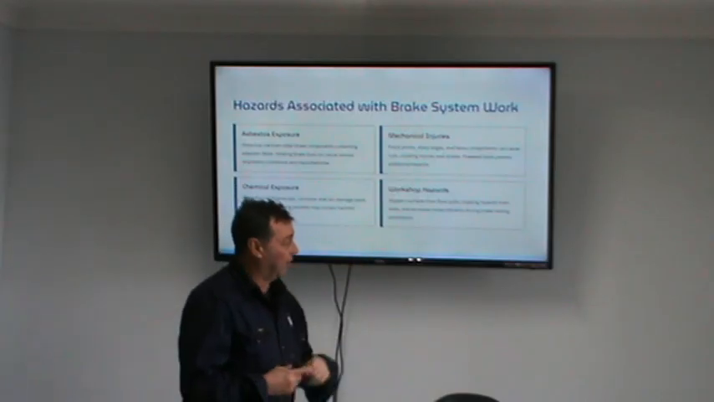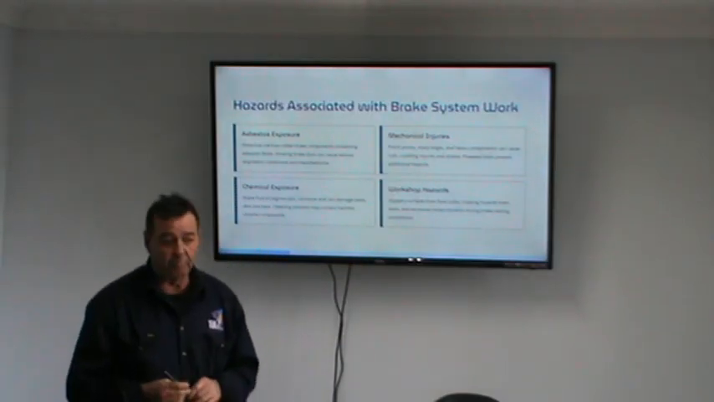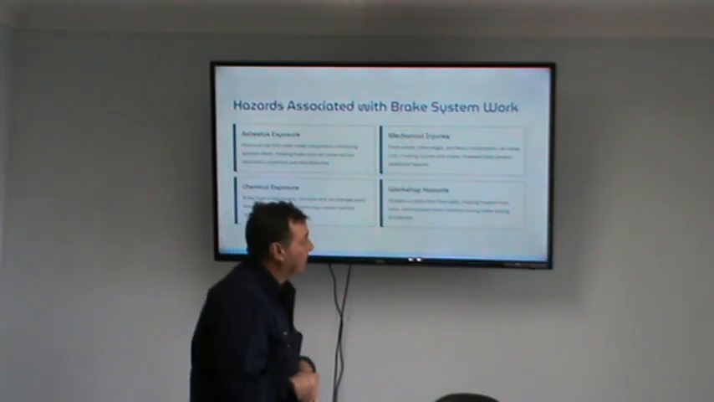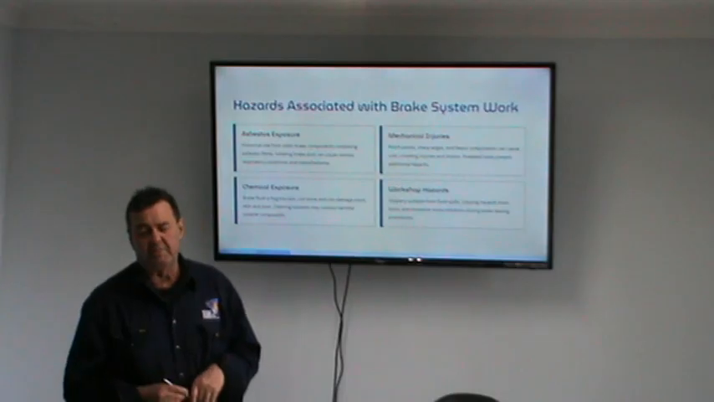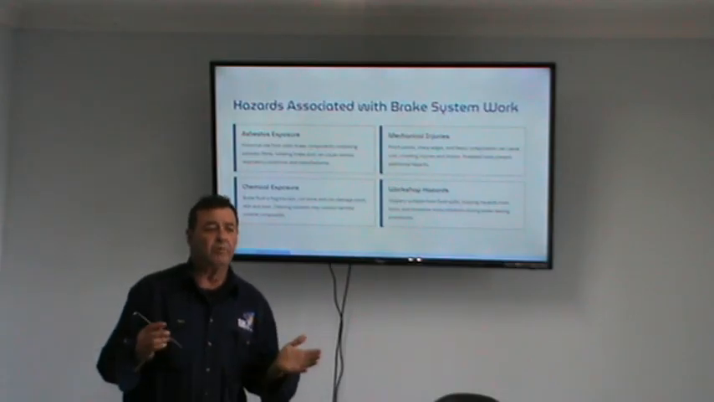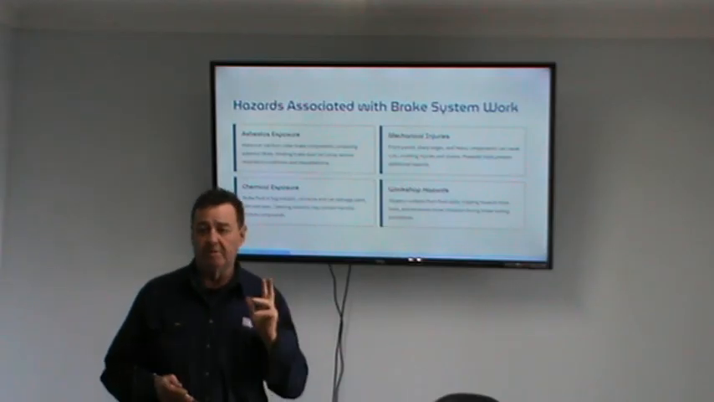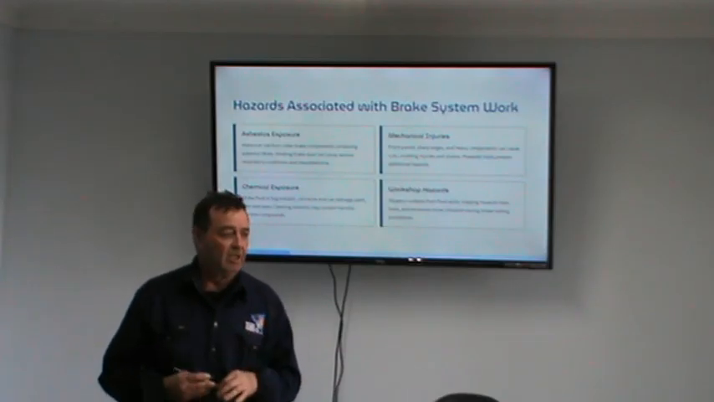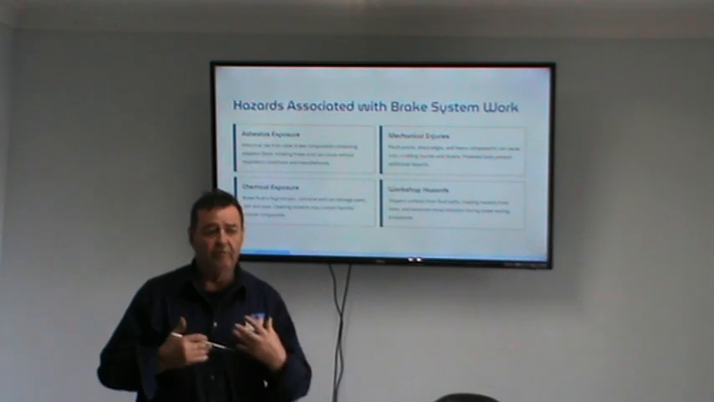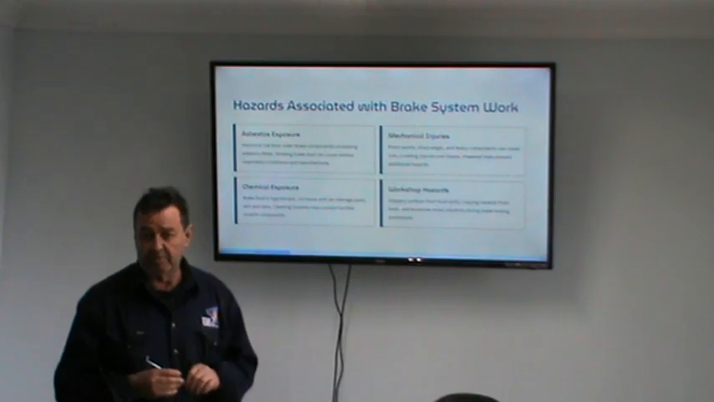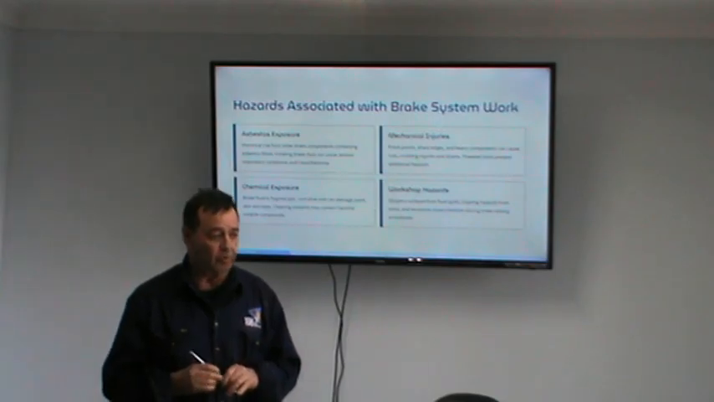Workshop hazards. So if we're working with brake fluid and we spill some on the floor, we want to make sure we clean that up straight away. But what we want to do is make sure we don't spill it on the floor. So we would use drain trays, something to catch that brake fluid. We can use brake hose clamps. If we've got to take the brake caliper off or undo the pipes, we can clamp those pipes off with brake fluid clamps.